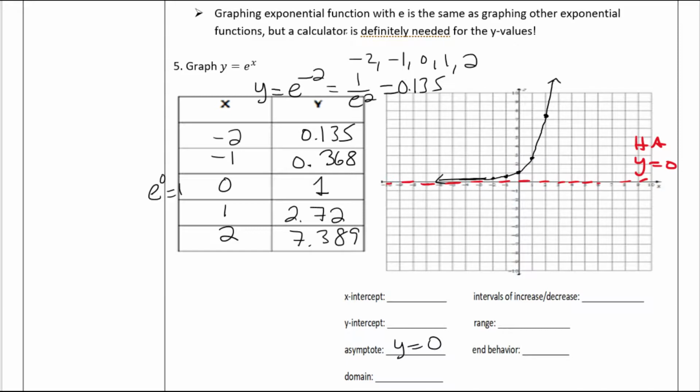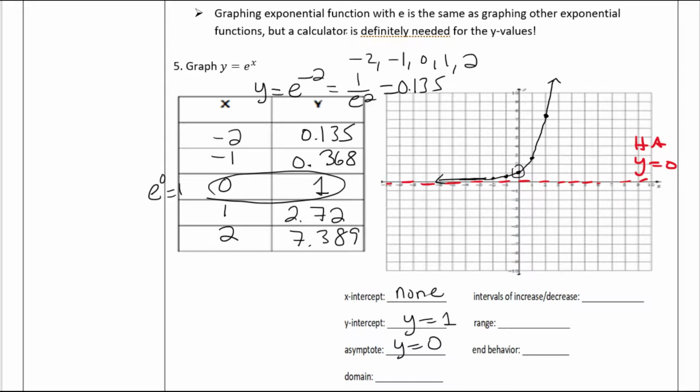X-intercept, there is no x-intercept here, so we can say none. It doesn't cross the x-axis at all. The y-intercept, it does cross. It crosses at 0, 1, so y is equal to 1. That's where it crosses right there.